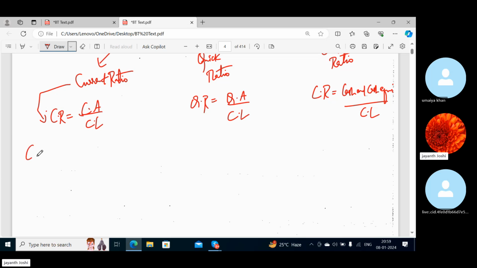So can you give me some examples of current assets? And what is a current liability? Umayya, what is a current liability? The amount to be paid within 1 year. Yeah, these are the obligations which have to be settled within a 1 year span of time. Very good. So if you can tell me some examples of current assets and current liabilities, I'll write them here.